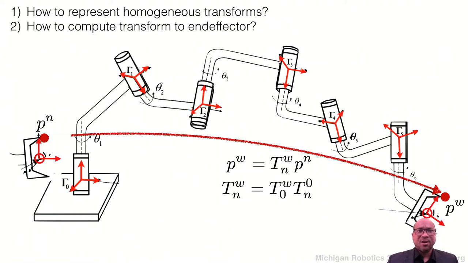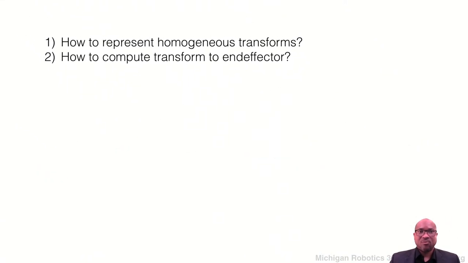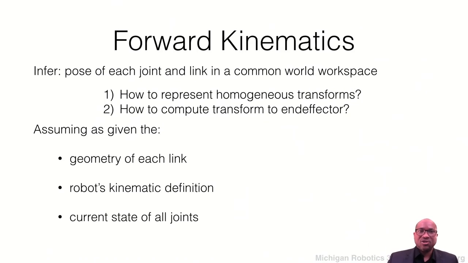And so this brings up two really important questions. One is, how do we represent homogeneous transforms, this 4x4 matrix that expresses the relationship between a parent link and a child link? And then how do we compute the transform, how do we compose that transform from our end effector frame into the world frame and do that hierarchically? Those are the two questions we really want to think about when considering a checklist of forward kinematics that we're going to need to fulfill in order to make this work.